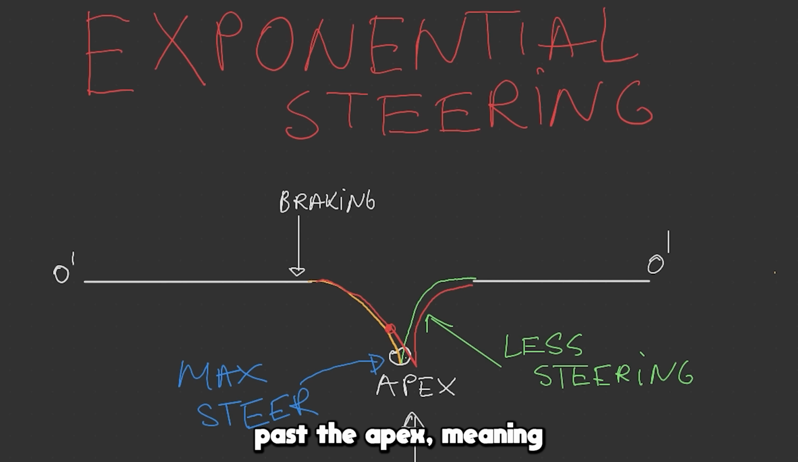Instead, what you want to do is steer less. You want to have the maximum amount of rotation at the apex, but then steer less and less with the steering wheel and do it more with the trail brake. Let me show you. Notice that I'm not increasing the steering angle after the apex.